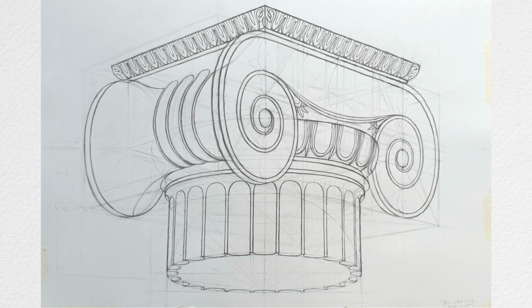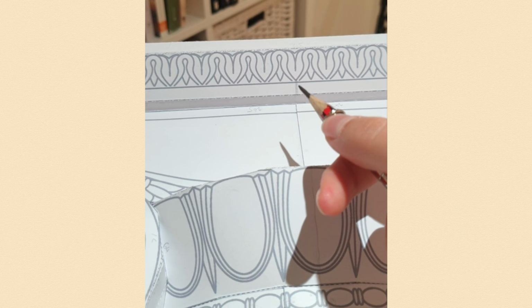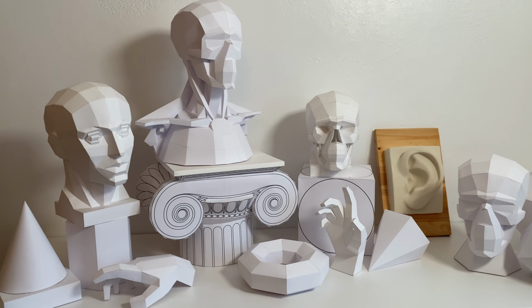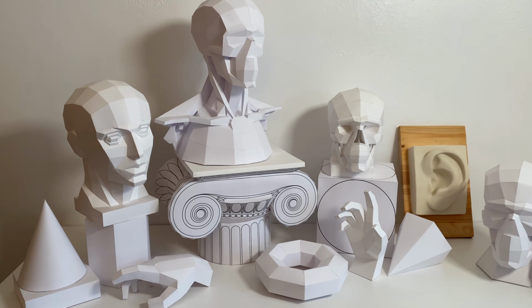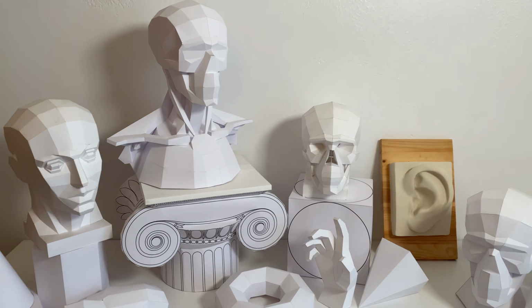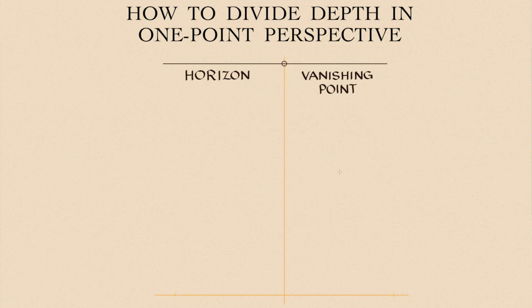I like Rose's drawing as well as the paper model, which she made using the task template. There are many more models to be made in this course to learn drawing from life. I will now demonstrate how to divide the depth of foreshortening objects.